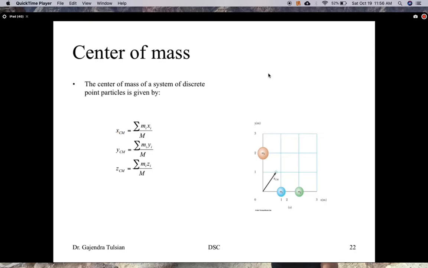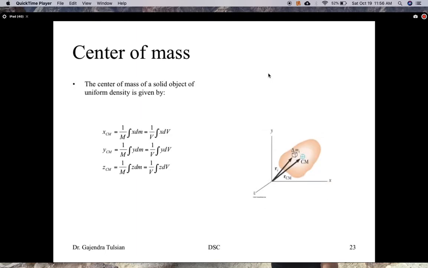The x coordinate of the center of mass is each mass times its x coordinate: m1 times x1, m2 times x2, and x3 is 0, all divided by the total mass. So that's the x coordinate of the center of mass. Similarly, the y coordinate of the center of mass is given like that. And in three-dimensional equations, the z coordinate of the center of mass is each mass times its z coordinate, divided by the total mass. So that's the center of mass.